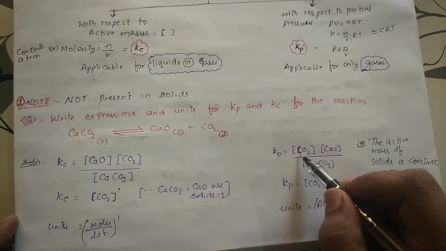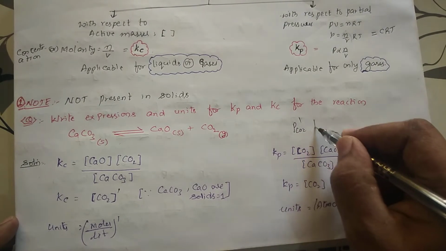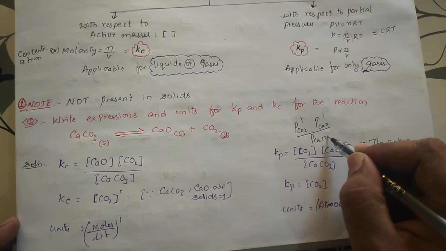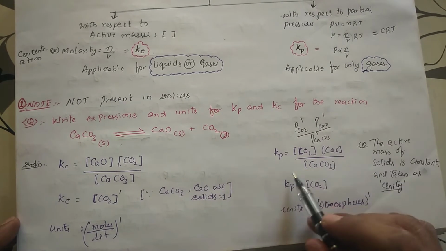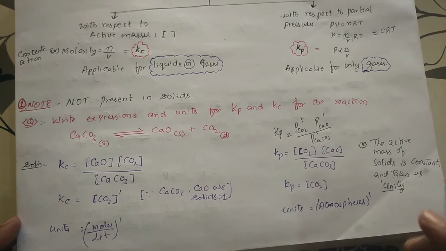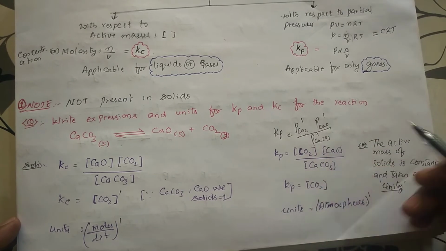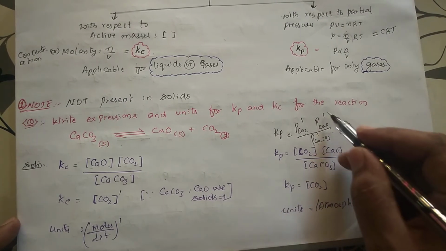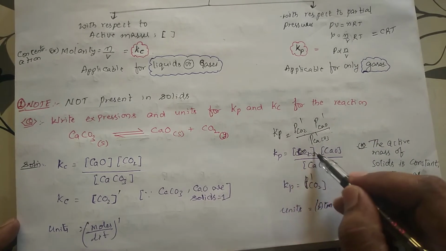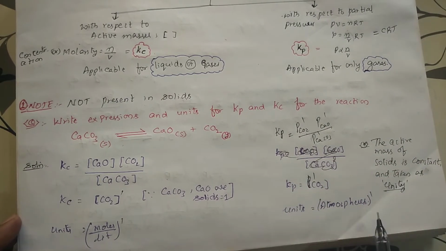Okay, generally this should not be represented in this way. It should be represented like P CO2 power 1, P CaO power 1 by P CaCO3 power 1. This is the way. I have made a little mistake here. You correct this. It should be written in this form. Partial pressure of CO2 raised to their power, partial pressure of CaO raised to their power, partial pressure of CaCO3 raised to their power. As we know that CaCO3 as well as CaO are solids, you will be getting only the partial pressure of CO2 raised to the power 1. Okay. In this way, Kp units will be atmosphere to the power 1.